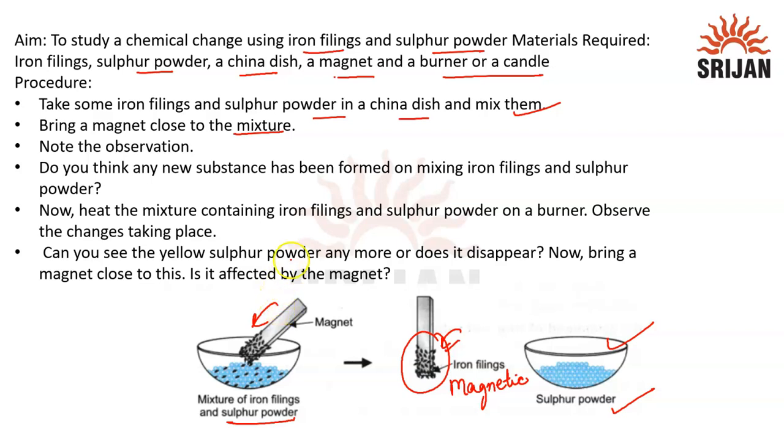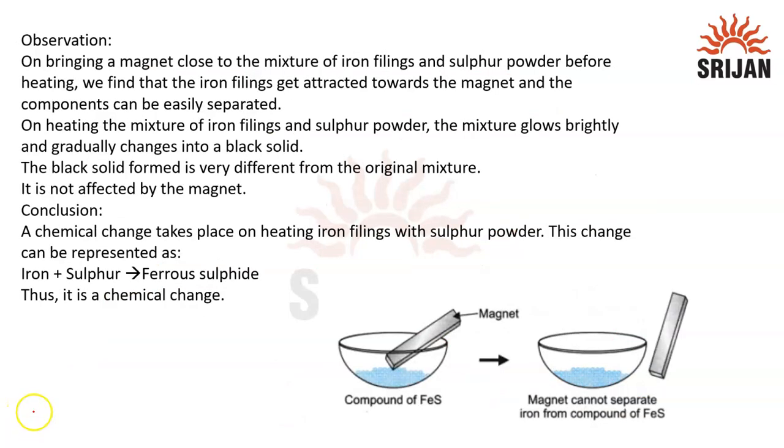Now we will heat the mixture containing iron filings and sulfur powder and observe the changes. Sulfur powder is yellow in color, so we have to see whether the yellow sulfur powder is still there or has disappeared. After heating, we will bring the magnet again and see whether the mixture is affected by the magnet or not. Let us see the observations. The first observation was that on bringing a magnet close to the mixture of iron filings and sulfur powder before heating, the iron gets attracted to the magnet.